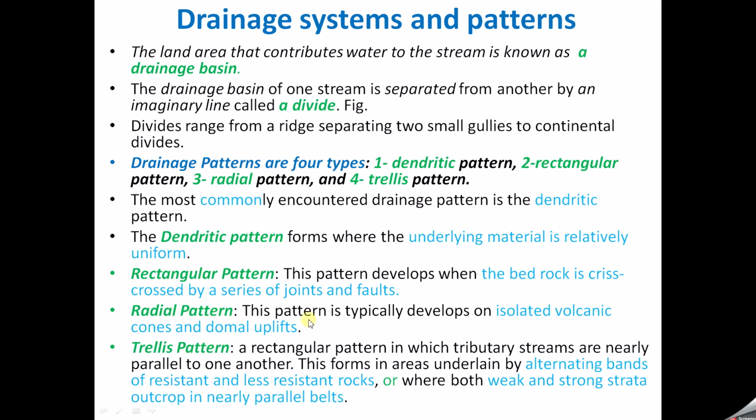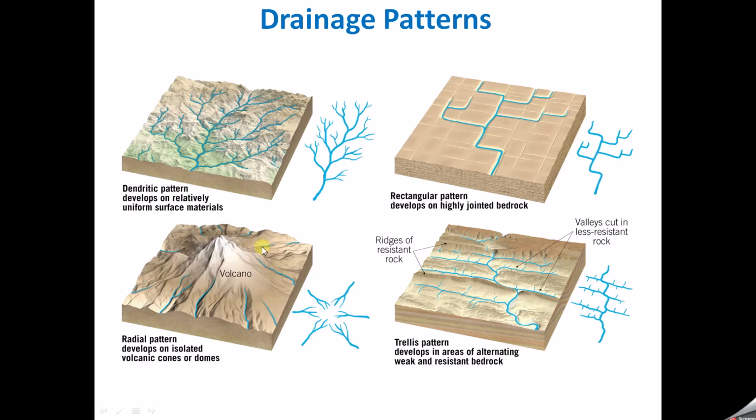The radial pattern typically develops on isolated volcanic cones and domal uplifts. So we have a domal shape, either uplifting, domal uplift, or a volcanic dome. Trellis pattern: a rectangular pattern in which tributary streams are nearly parallel to one another. This forms in areas underlain by alternating bands of resistant and less resistant layers of rock. So we have either weak and strong layers, or hard and soft layers, in that area to get the trellis pattern. This is about the drainage patterns.